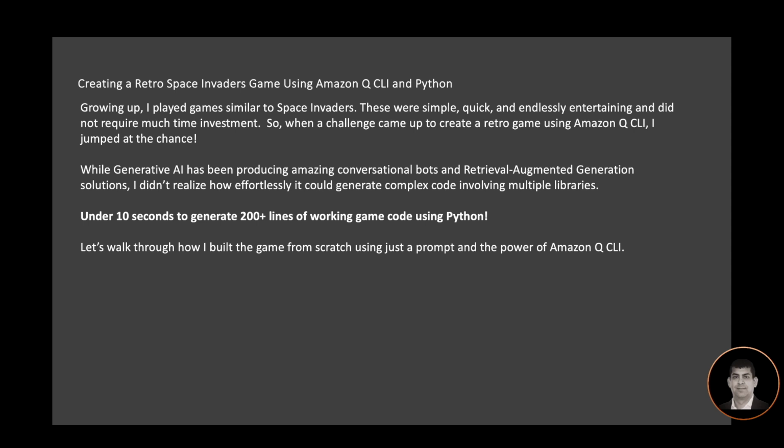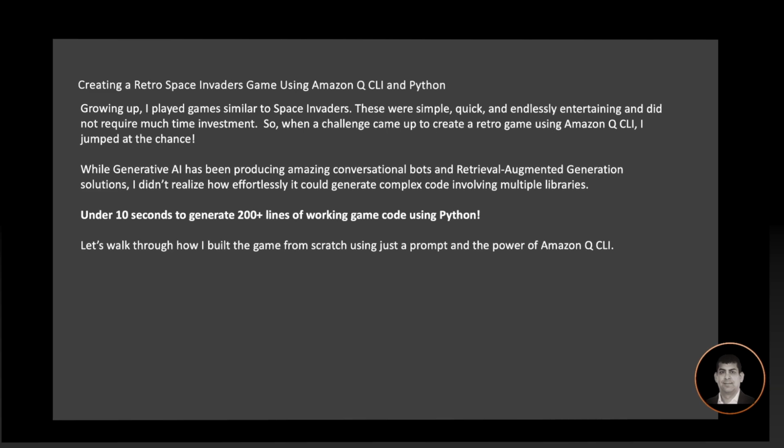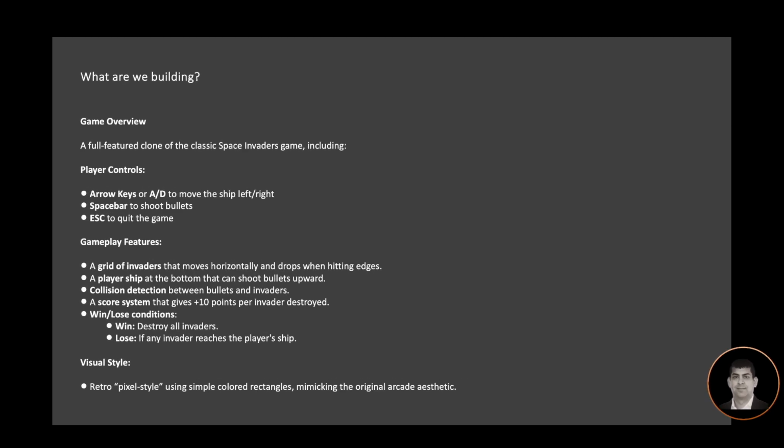While generative AI has been producing amazing conversational bots and retrieval-augmented generation solutions, I didn't realize how effortlessly it could generate complex code involving multiple libraries. Under 10 seconds to generate 200 plus lines of working game code using Python. Yes, that's what I did. Let's walk through how I built the game from scratch using just a prompt and the power of Amazon Q CLI. So let's look at what we are building.